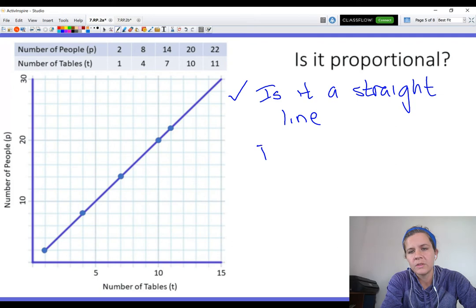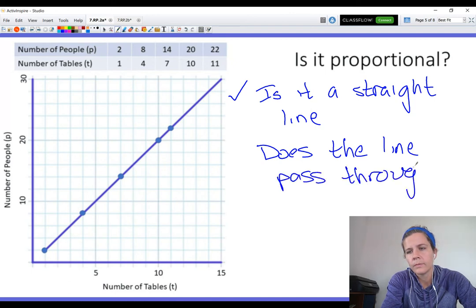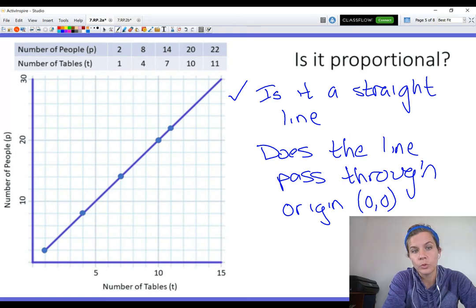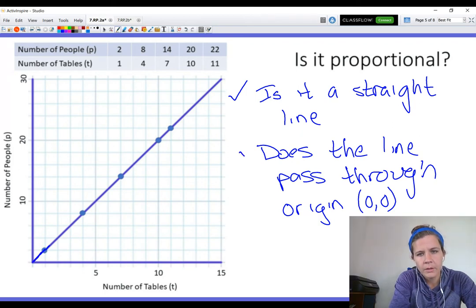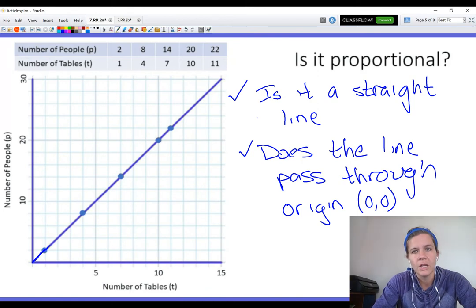We want to know, does the line pass through the origin? Remember, the origin is point 0, 0. It's where the x-axis and the y-axis cross. So if we keep this line going, then yes, it goes right through this point right here. So yes, it passes through the origin. So this is proportional. We already knew it was proportional from the previous page, but now we can see on the graph that yes, it's proportional.